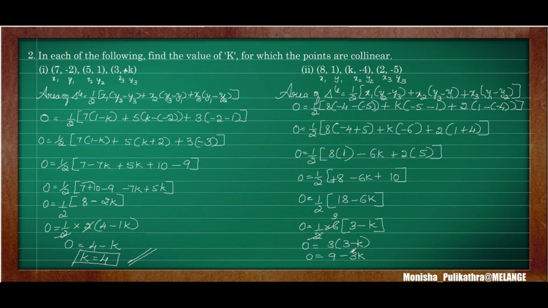Okay, when I shift 3k to left hand side, it will become plus 3k is equal to 9. So k is equal to 9 divided by 3. 3 3s are 9. So k is equal to 3. So this is the value for the second equation. The first equation value is k is equal to 4 and the second equation value is k is equal to 3. I hope you understood this.